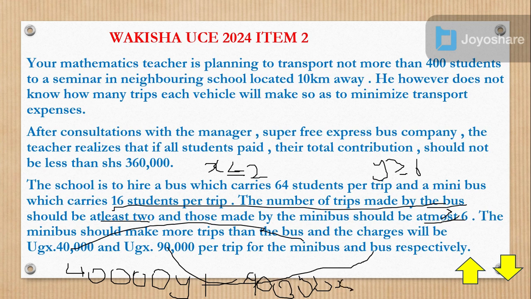Okay, now you must look out for the total. Do you have the total in the question? Because we have seen what each trip is, but what is the total? Remember from the start, the question said, okay, their total contribution should not be less than shillings 360,000, and should not be less than means greater than or equal. Therefore, we come and say this is the amount they are going to spend, so that will be greater than or equal to 360, like that. As simple as that.